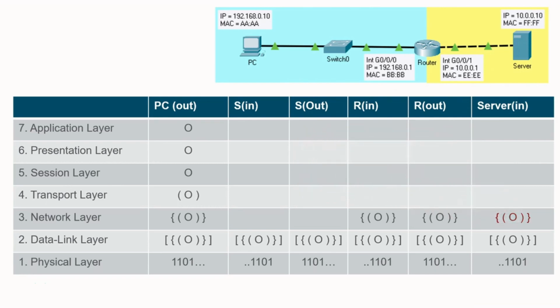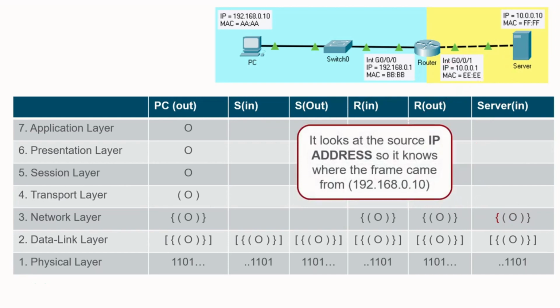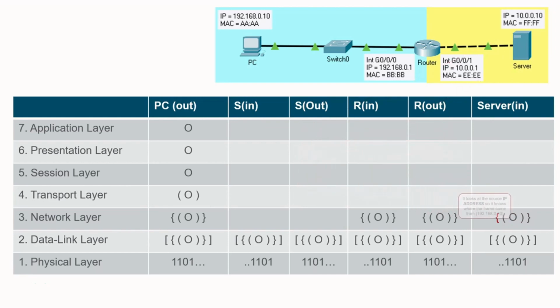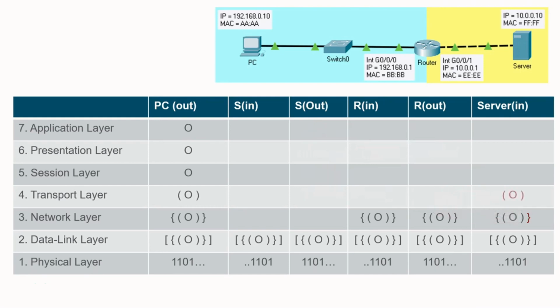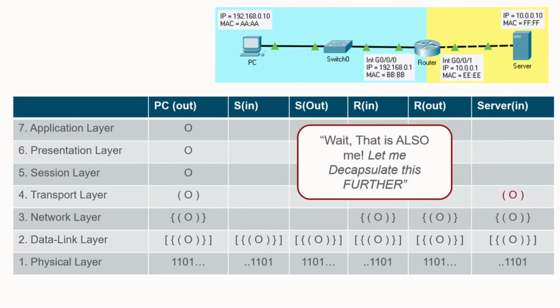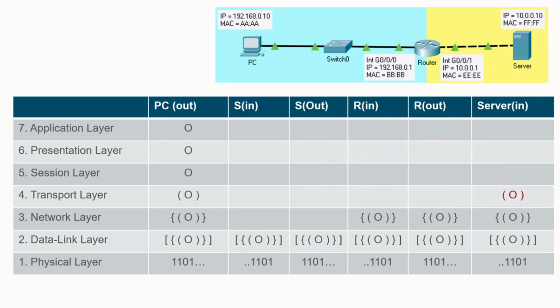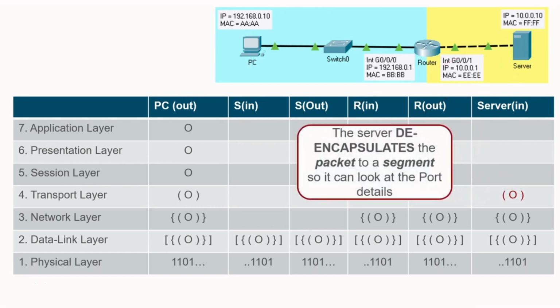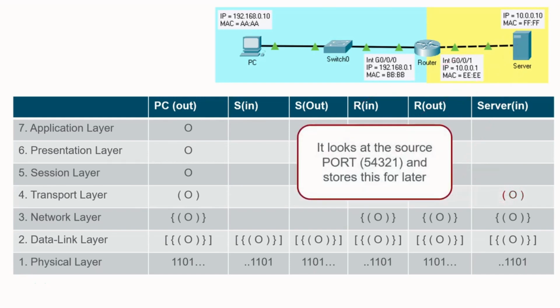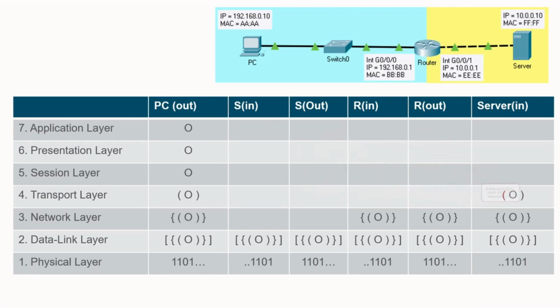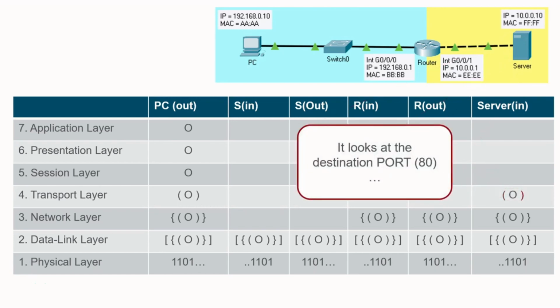By cracking open this egg, we can see that the source is 192.168.0.10, the PC. So we know the place where it originally came from. The destination is 10.0.0.10. Wait a second. That's the server. Okay, so that's also me. Let's de-encapsulate it further. So it rips that information off, discards it, and now we're going to look at the segment. So we've de-encapsulated the packet further. It's now become a segment. Now we're going to read the information contained within that. We see that there's a source port of 54321, and then we see that there's a destination port of port 80, which is a web protocol.